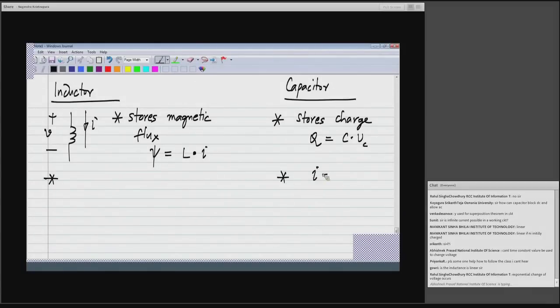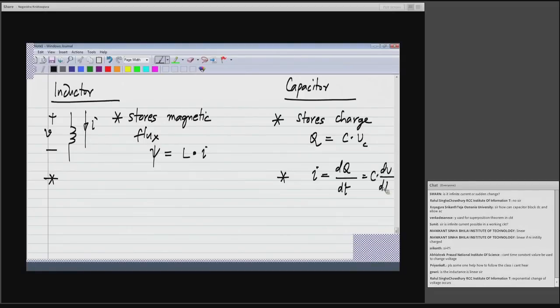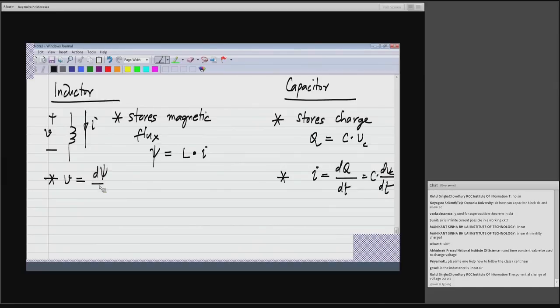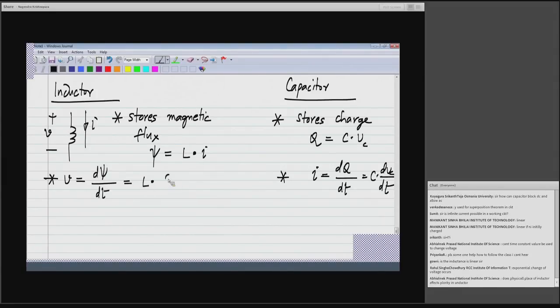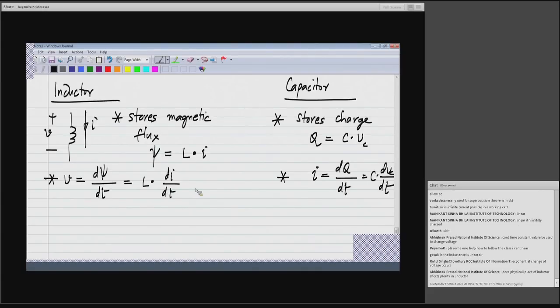Now, the capacitor had a current, which is basically the rate of change of charge, and which turned out to be C times the rate of change of voltage. And the dual of this holds true for the inductor. The voltage across the inductor will be the rate of change of flux linkage through the inductor, and that will be L times di by dt. So, you can see it's the exact counterpart of that.